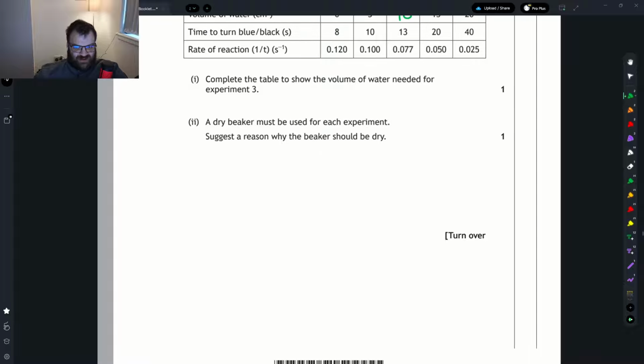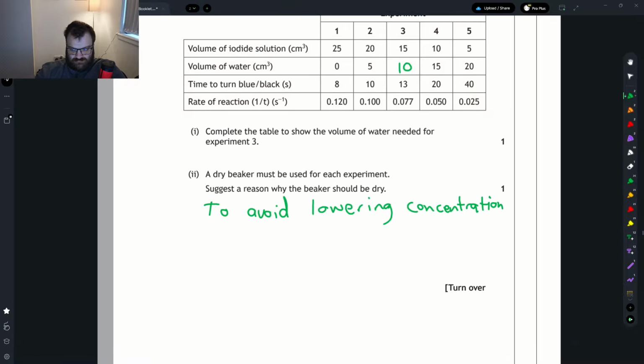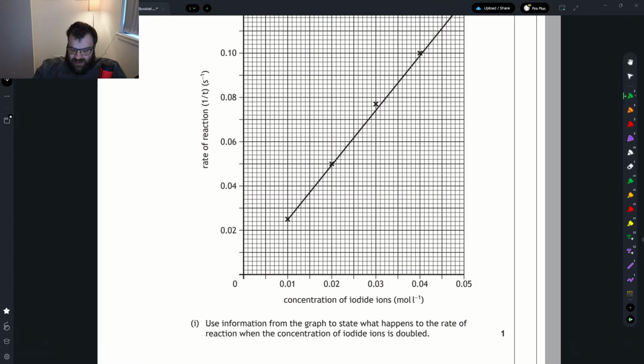Why must a dry beaker be used? That feels like it was in the multiple choice one. We are trying to not affect the concentrations of the solution. Okay, use information to state what happens to the rate of reaction when the concentration of iodide ions is doubled.